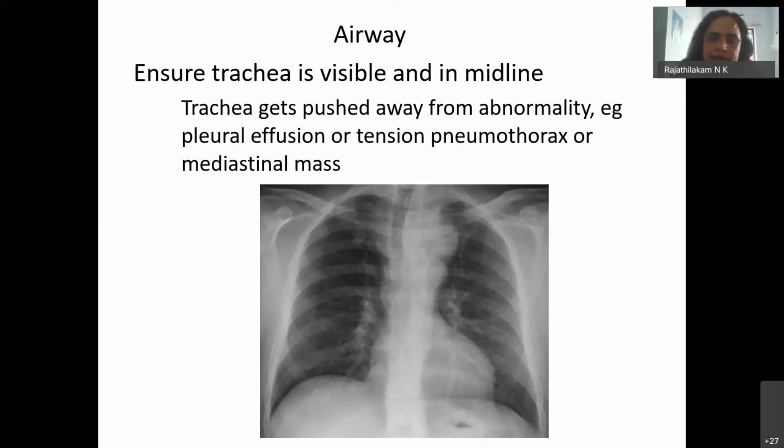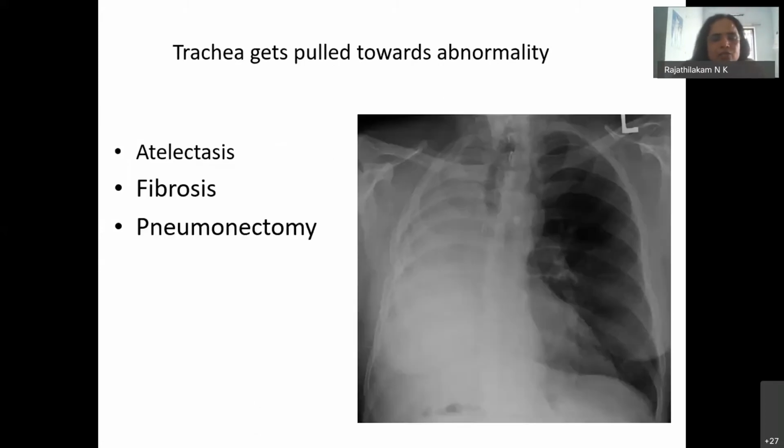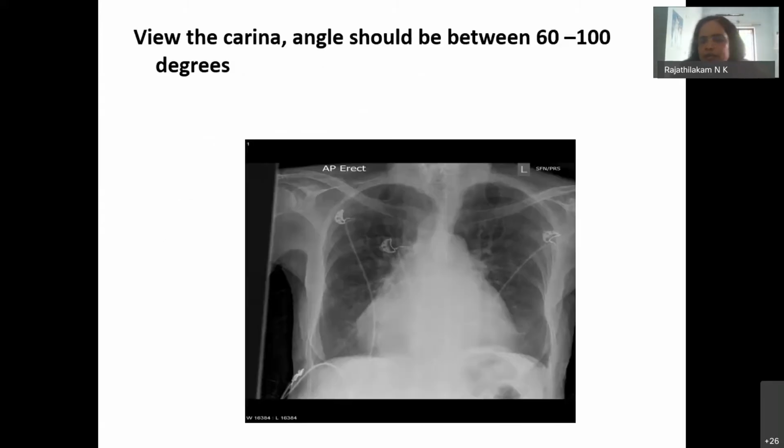This is the 12th slide. In atelectasis or collapse, and in fibrosis and pneumonectomy, the trachea is usually pulled towards the abnormality. And this is the 13th slide, view of the carina.